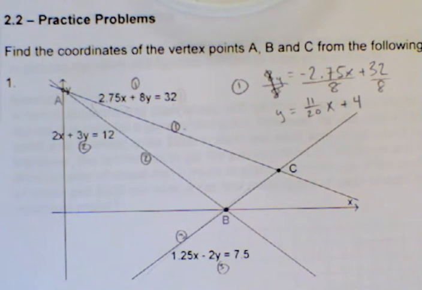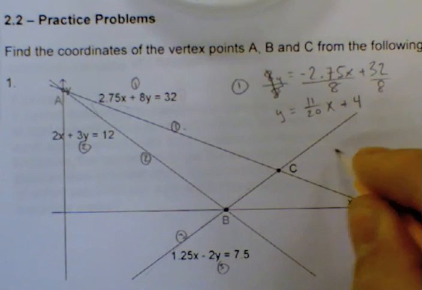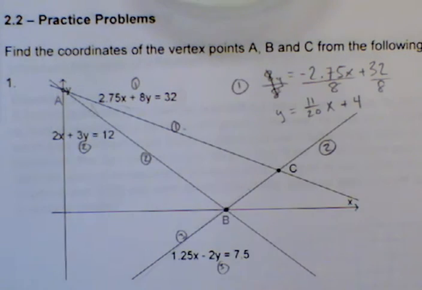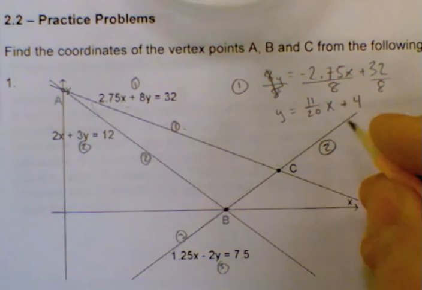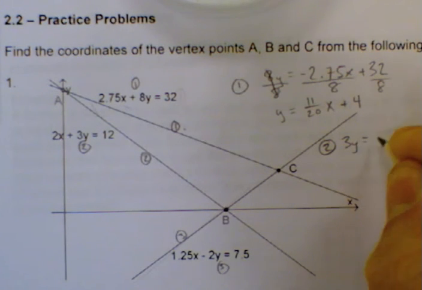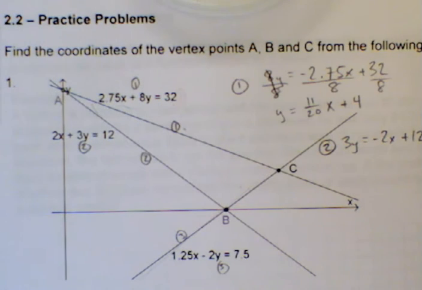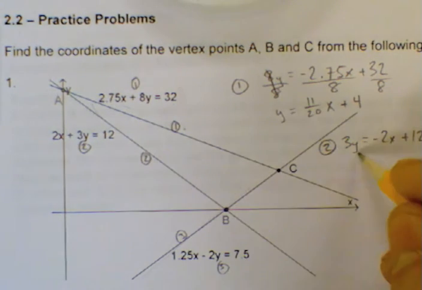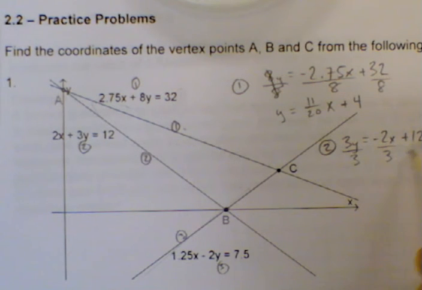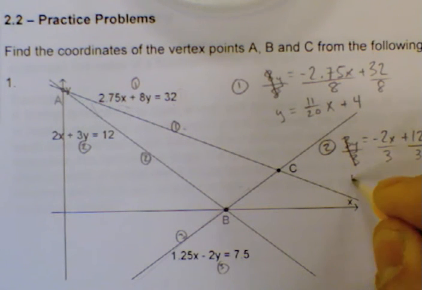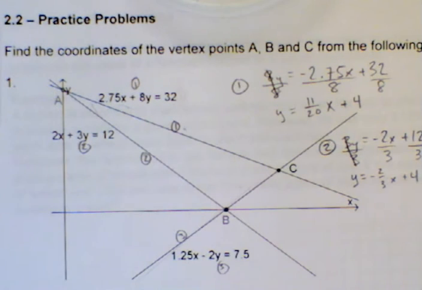Now I want to do the same thing for equation number 2. I'm running out of space here, but I'll do it right here. If I do the exact same process, I get 3y equals negative 2x plus 12. Then just divide everything by 3 to get y by itself, and you get y equals negative 2/3 x plus 4.